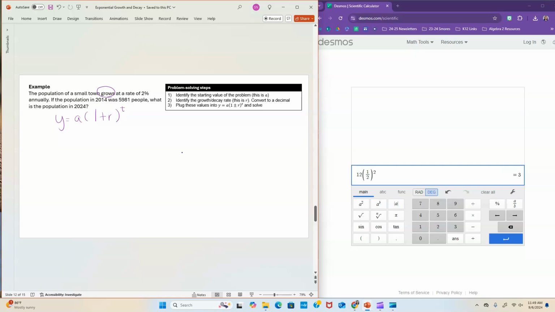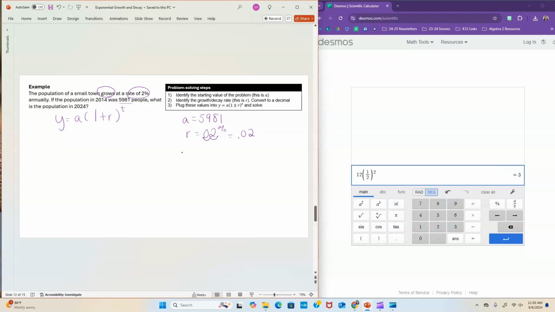Now we need to figure out what it is we need to plug into this equation. Well, A is going to be the initial value. It tells us in 2014, we started off with 5981 people. So that's going to be our value of A. And then we have our value of r. Here it tells us a rate of 2%. But remember, we can't plug it in as a percent in our problem. We need to convert it to a decimal. Remember, for a whole number, the decimal is at the end. So we move it to the left 2 places, and if we have an extra place, we add in a 0. So this is actually going to be 0.02.